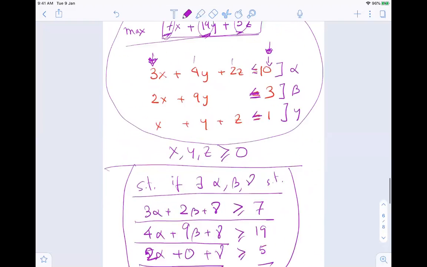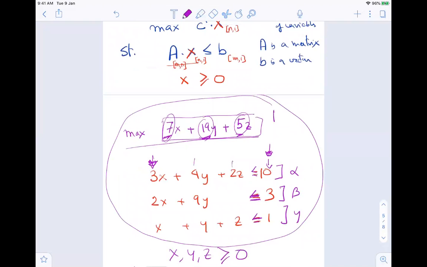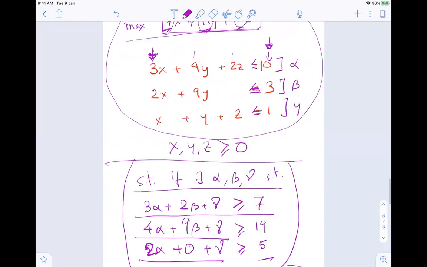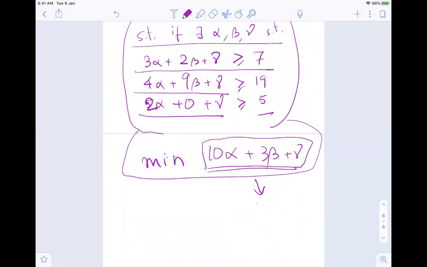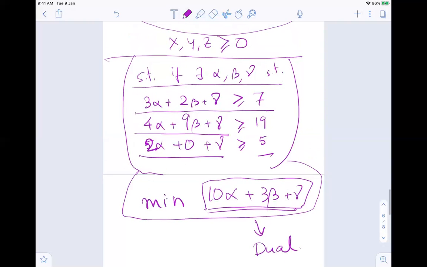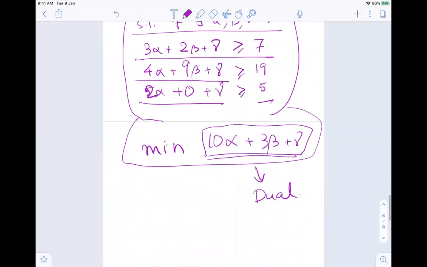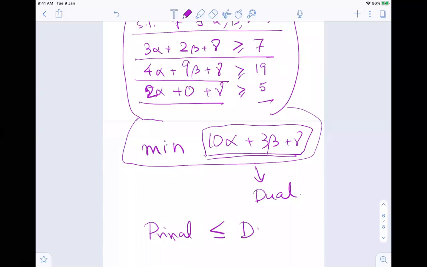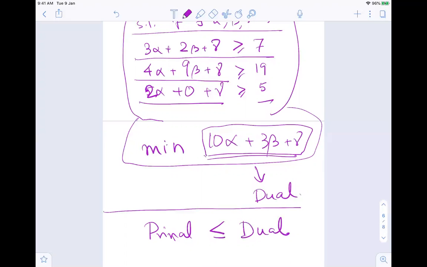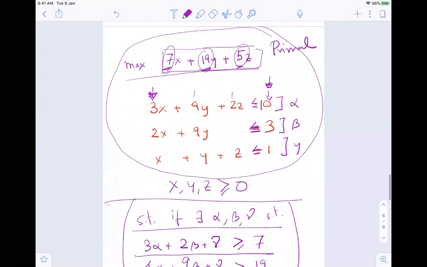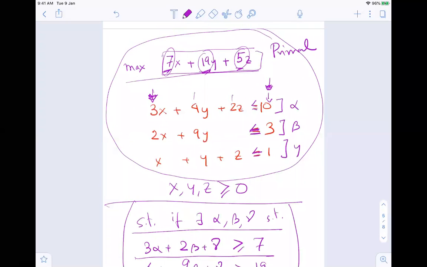Do you see? If I call this one the primal, the primal is maximize something restricted to something. I have managed to produce something else which is called a dual. It is minimize something restricted to this quantity. And you can see that the best solution of the primal must be less than the best solution of the dual. Right? Yes, sir.